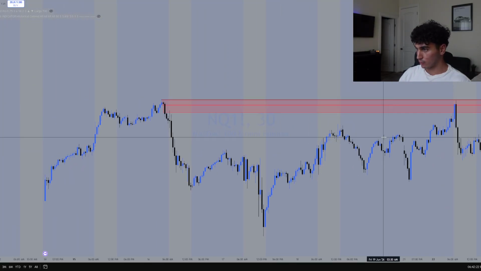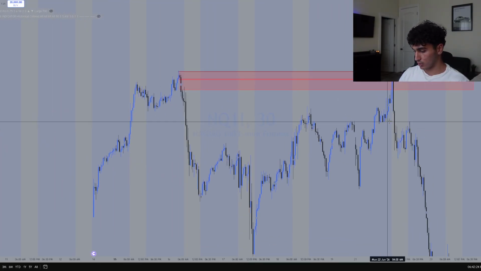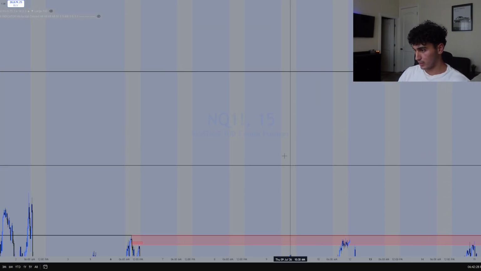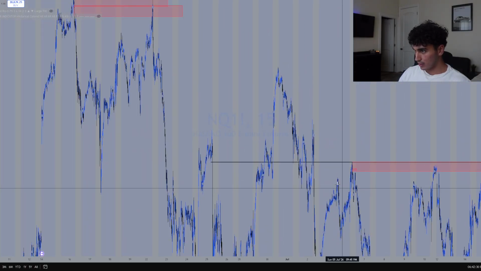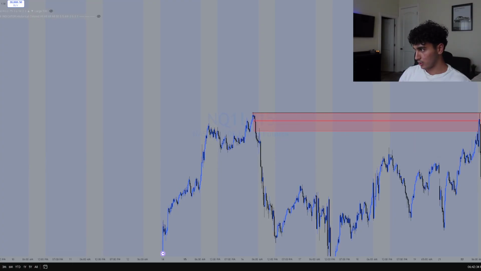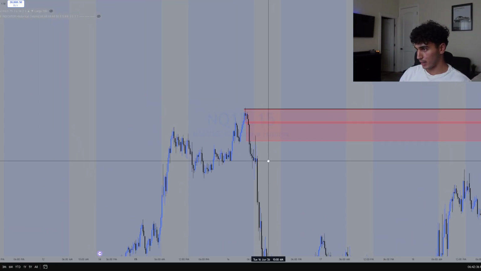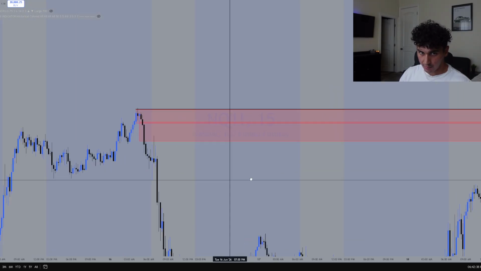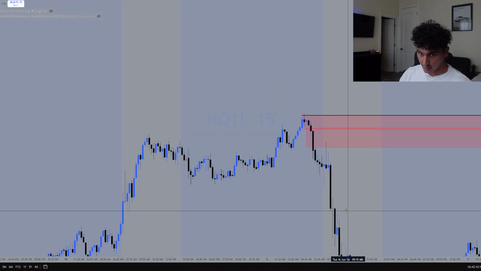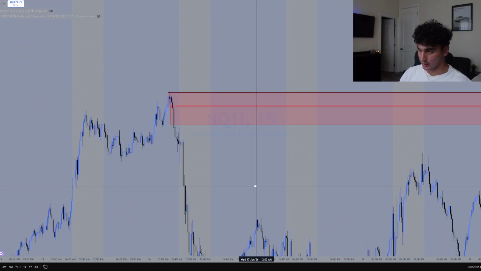Okay, now if we wanted to match this up on a different time frame, let's go ahead and do that. Let's say we go down to the 15. We then want to look for the same thing, and it matches up here. We have a strong high being created right here, which then led to a strong push to the downside.